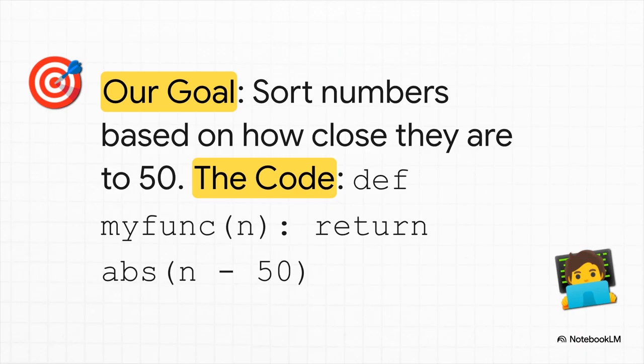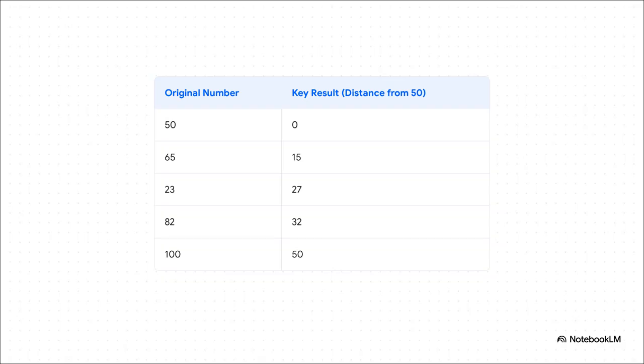So we'll write this little function. We'll call it myfunc. All it does is take a number, n, and return its absolute distance from 50. Simple as that. So this table here breaks down what's happening behind the scenes.